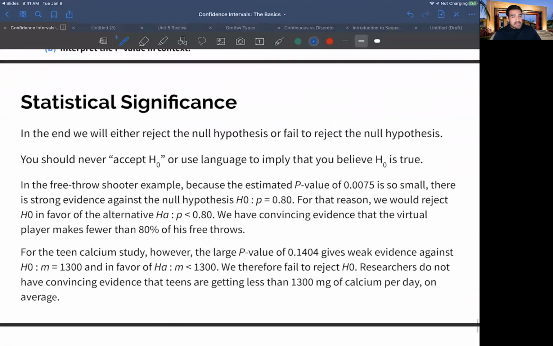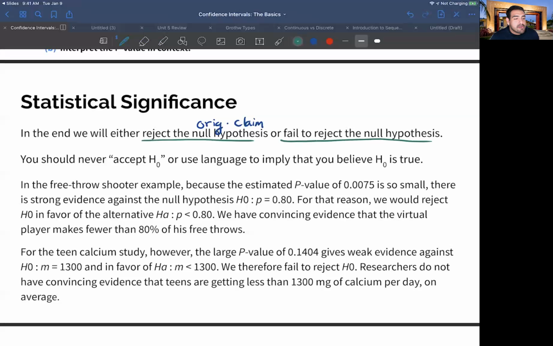So let's talk about statistical significance. What does it mean to be statistically significant? In the end, we will either reject the null hypothesis, which remember is the original claim. In the end, we're going to reject the claim, or we're going to fail to reject the claim. In stats, we're never going to accept. We will never accept a claim. We will never use language to imply that we believe a claim is true. We only reject or fail to reject. These two phrases, reject the null or fail to reject the null, will become very important in your vocabulary.